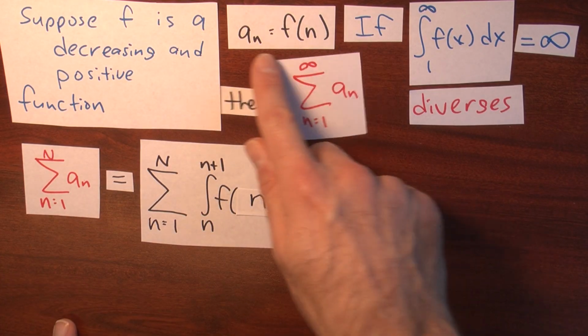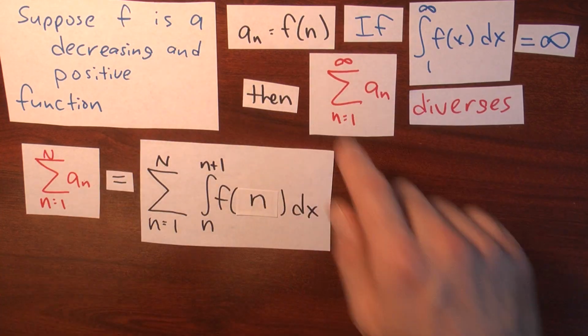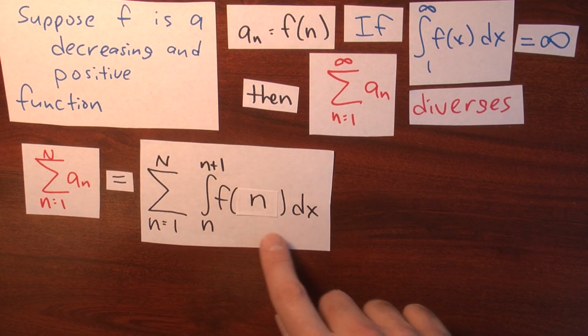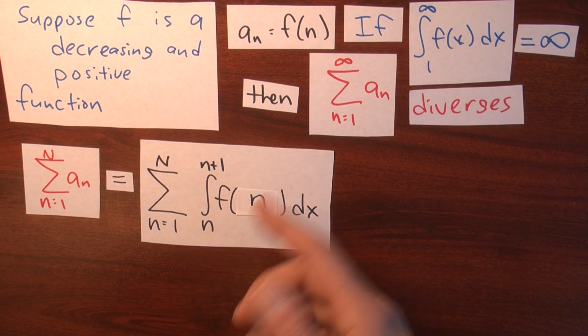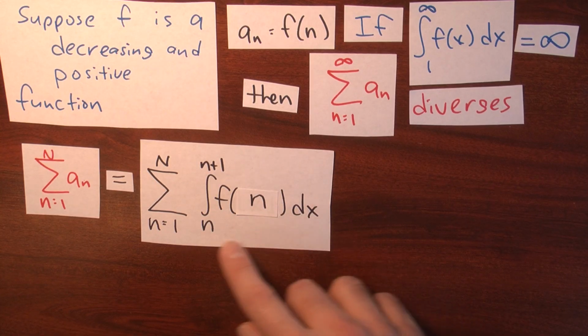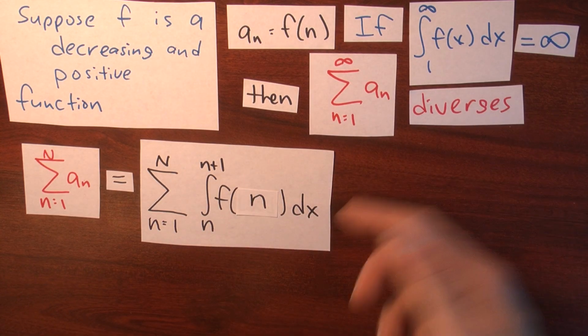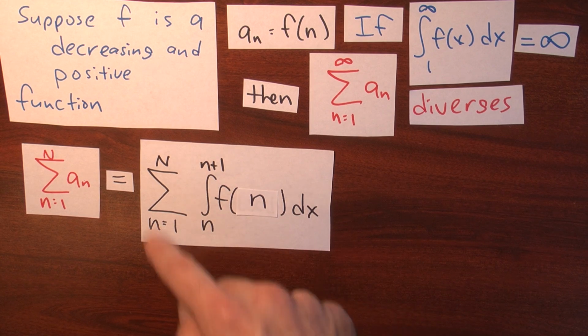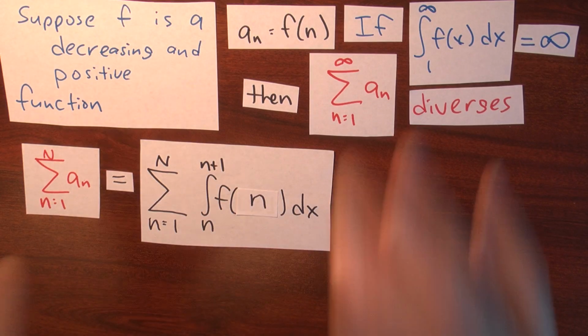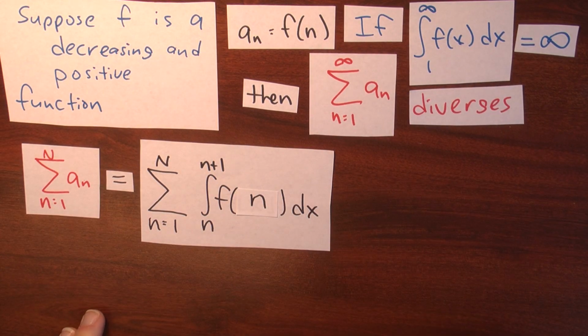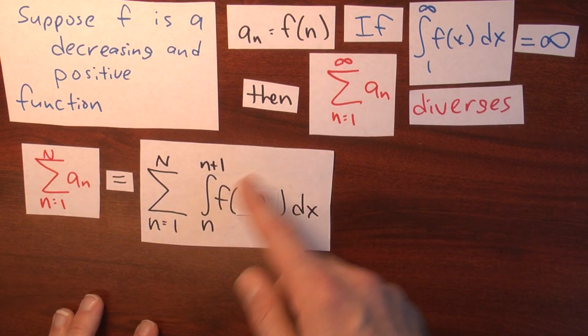F of n is equal to a sub n, and consequently this is just the integral of a constant on an interval of length 1. So if you integrate a sub n, x goes from n to n plus 1, well, you're just getting a sub n. So this is the sum of a sub n, which is exactly what I've got here. But when I write it like this, I'm giving myself some more freedom to mess around with this integrand.